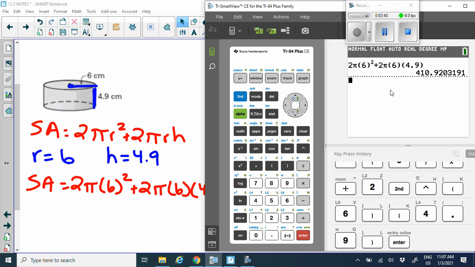And then you can plug it into your calculator to get your answer. Now make sure you do read the instructions, like on the homework assignment, carefully, because it might tell you where to round to. We're just going to go ahead and round to 2 decimal places, okay? So our final answer here is going to be 410.92. Notice what our unit is, centimeters, and since we're dealing with surface area, it's going to be squared.